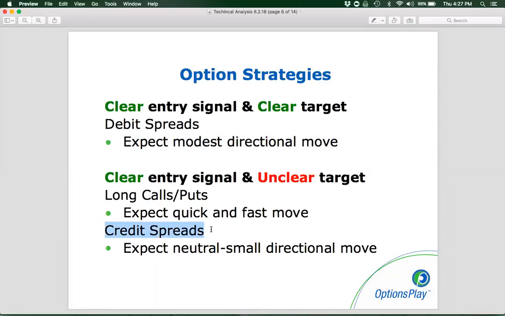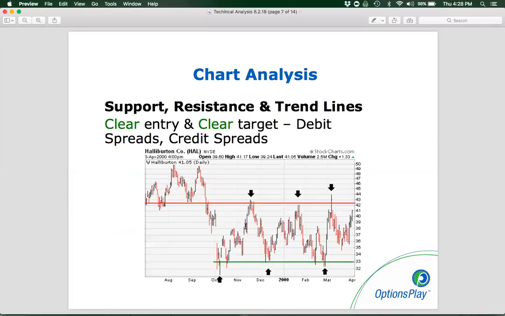So now let's talk a little bit about what are the different forms of technical analysis and which one of these three strategies applies to each one, okay? So we're talking in the context of either trading a debit spread when we have a clear target price and we expect a directional move, or buying a long call or a put because we expect a quick fast move, or a credit spread because we expect a neutral or small directional move. Okay, so those are the three option strategies that we'll talk about. Let's now jump into the technical analysis piece of things.